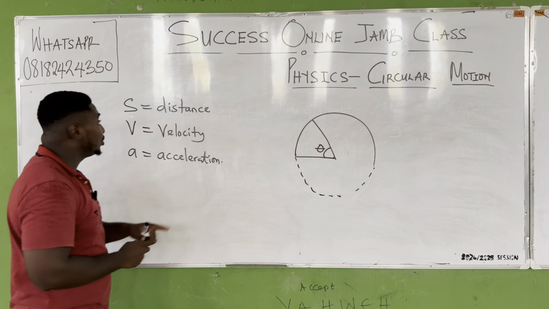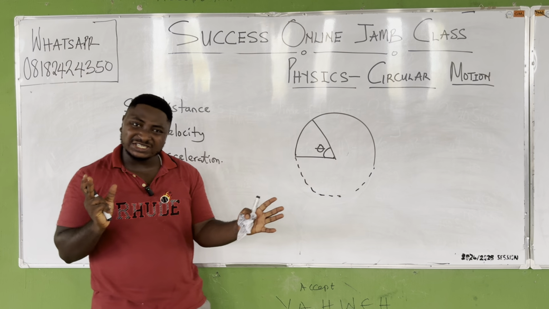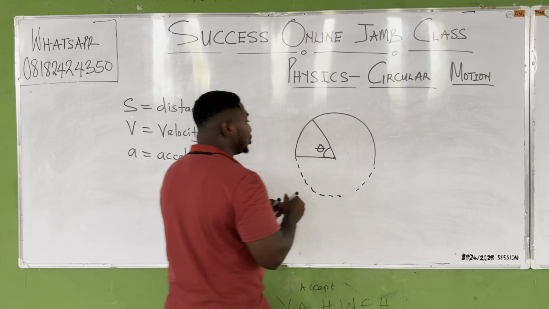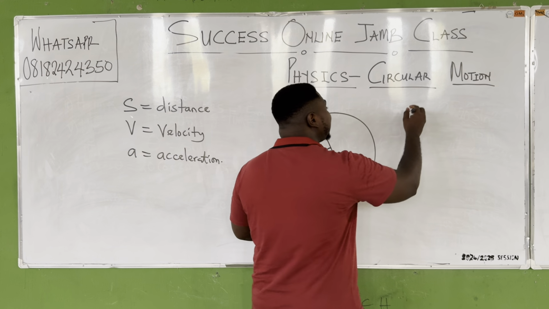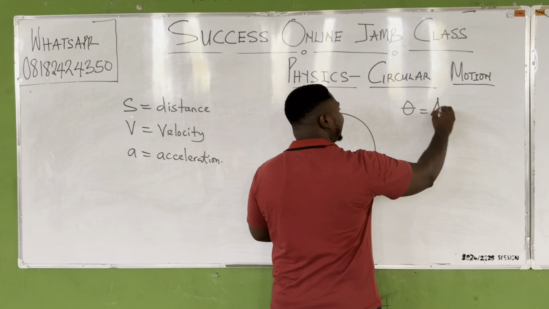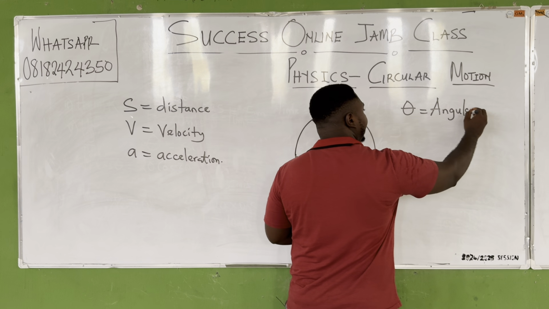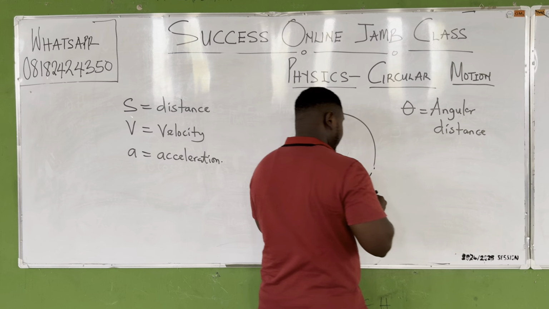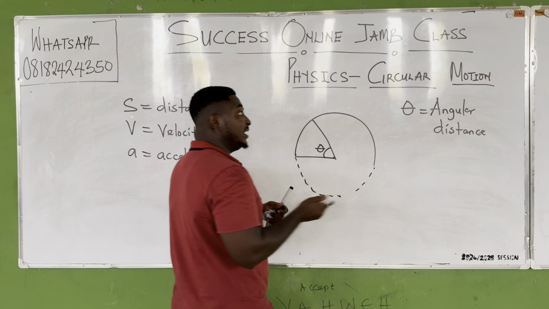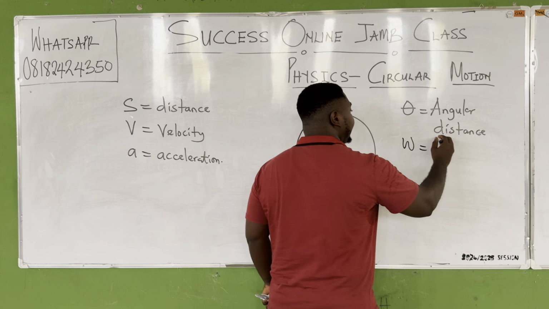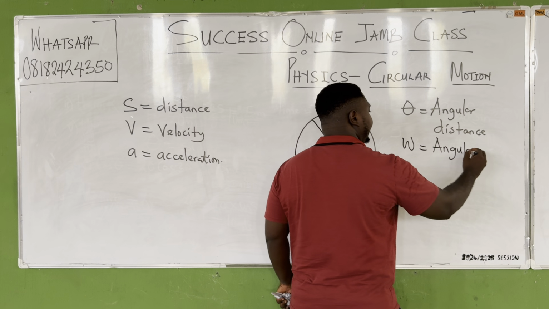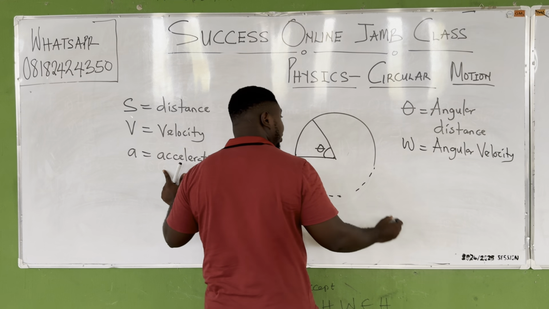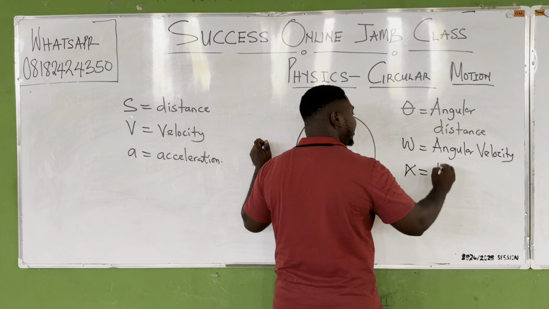Now, coming to circular motion, these names change, and it's that shift that confuses students in the exam. In circular motion, the distance covered by the body is represented with theta. It's called the angular distance. The velocity attained by the body is called omega, angular velocity. And the acceleration is called alpha, angular acceleration.